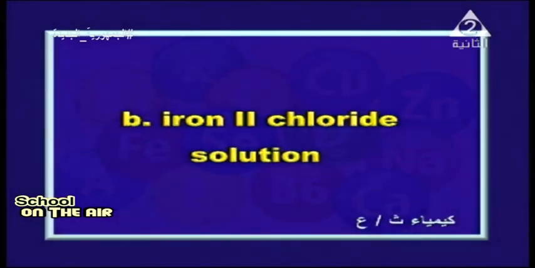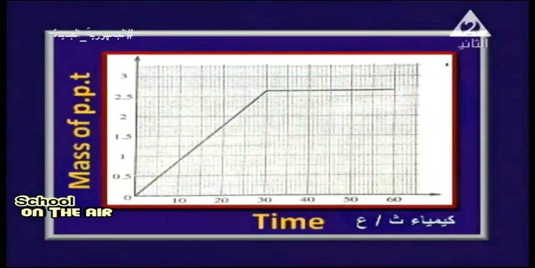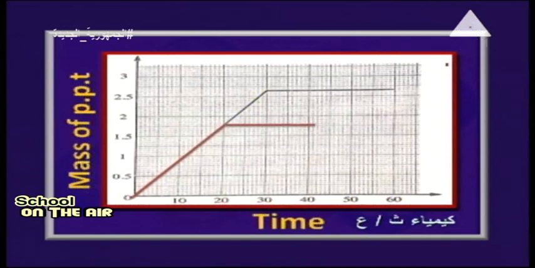Next point, iron 2 chloride solution. Here iron 2 chloride forms a precipitate, also iron 2 hydroxide, but the weight of the precipitate of iron 2 hydroxide is less than the mass of precipitate of iron 3 hydroxide. So we predict that the mass of the precipitate reaches a smaller value than the mass of the first graph, as shown on the graph on the screen.